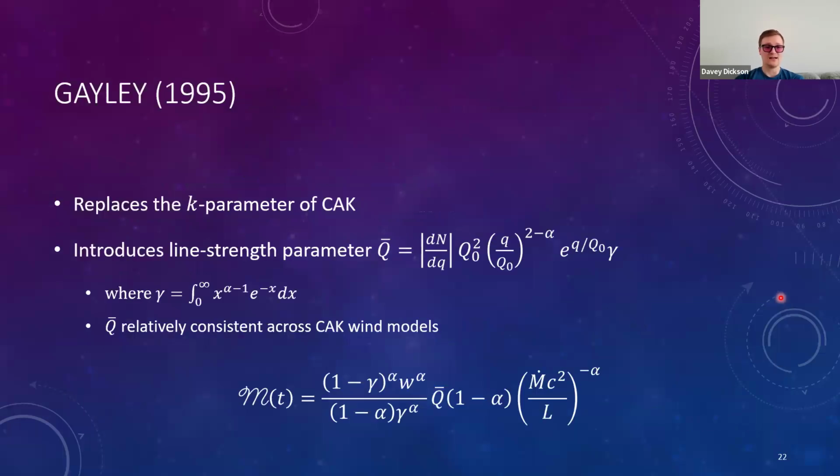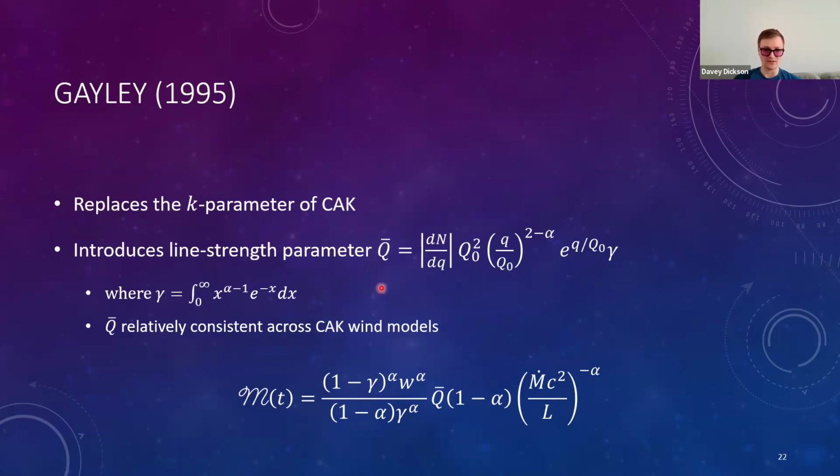Moving into the 90s, we had a major shift in how these equations are represented, moving away from the K parameter seen before and moving towards the Q notation of Gayley 95. This uses Q naught to represent an effective maximum that the force multiplier can reach due to a high saturation limit. That is to say that the force multiplier cannot raise to infinity because at some point you will have saturated your spectrum and blocked out your ability to interact with the wind further.